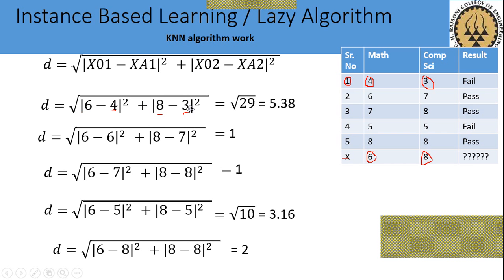So 6 minus 4 is 2, whose square plus 25, that is 29. So under root 29, which is nothing but 5.38. So the distance between this point and this point is 5.38.